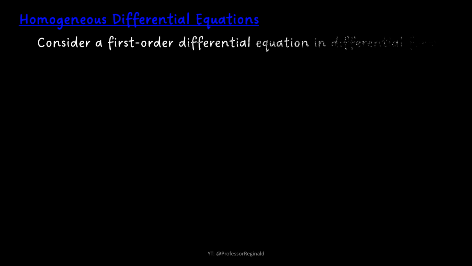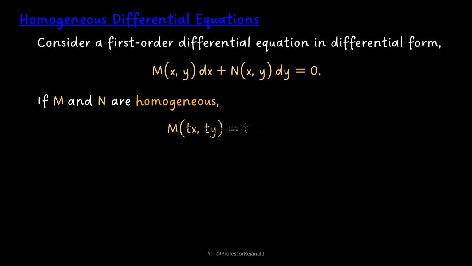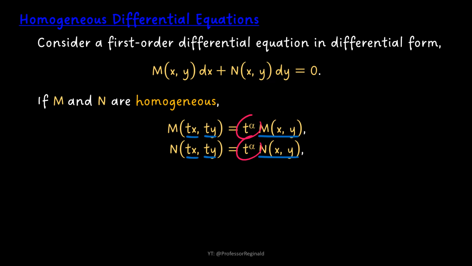Homogeneous differential equations. Consider a first-order differential equation in differential form, where M and N are coefficient functions in x and y. If M and N are homogeneous, that is, if each variable is replaced by a parameter times that variable, the result is the coefficient function times the parameter raised to the same real number, the solution is found by substitution.